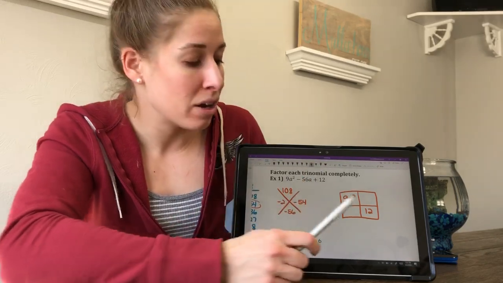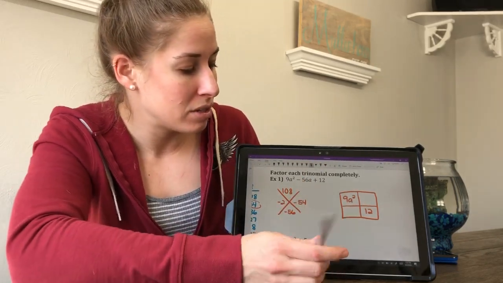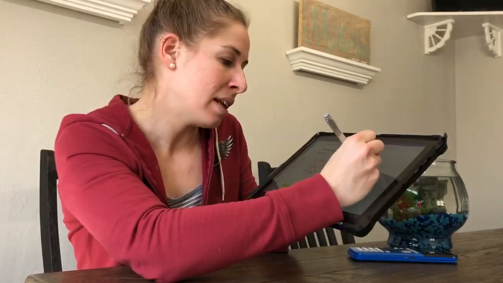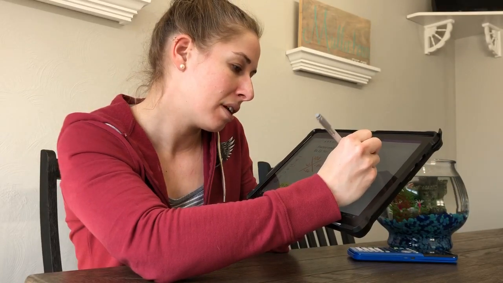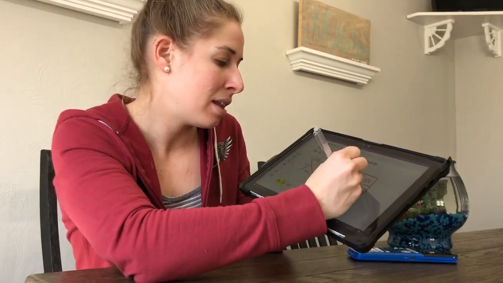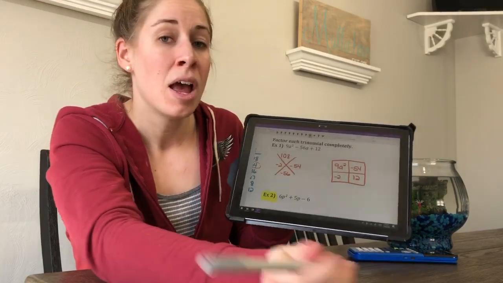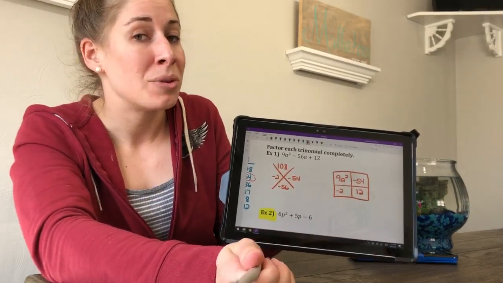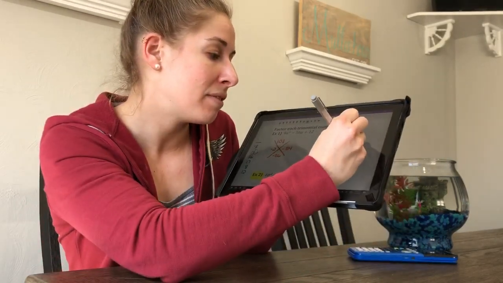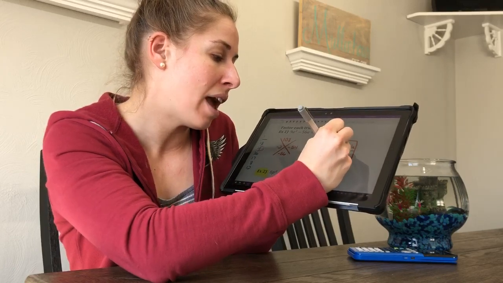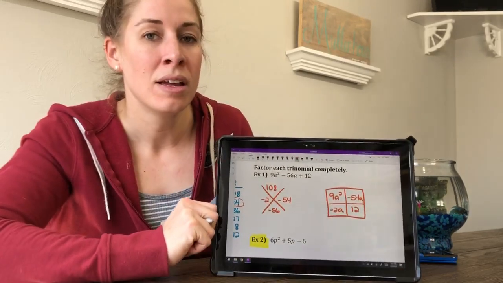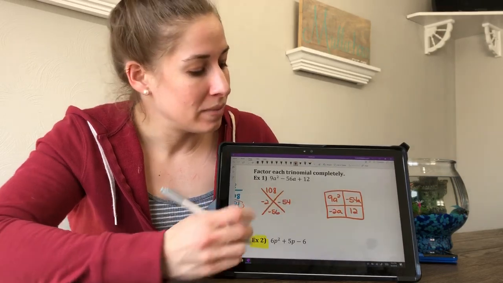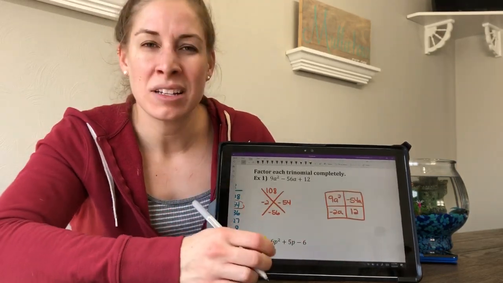It does not matter which one you put where. Okay, so if I put the negative 54 in that top right box and the negative 2 in the bottom one, it's fine. But you need to remember to attach the variable. So it's negative 54a and negative 2a. Okay, next. I didn't go over that with you here because it didn't really make sense without numbers.